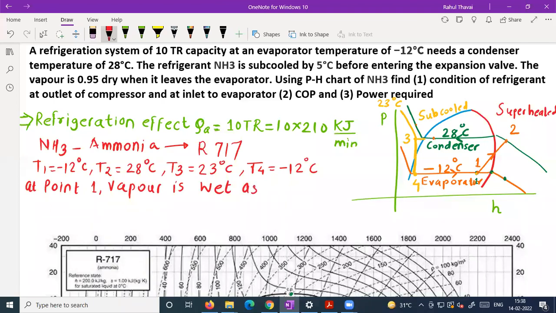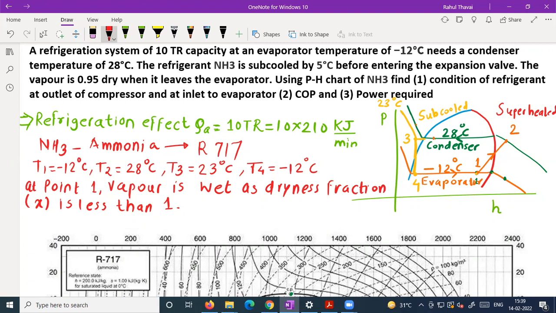Why is the vapor wet? Because the dryness fraction, indicated by X, is less than 1. When the dryness fraction is less than 1, obviously it is a wet stream. On the red part of the dome, we will get dryness fraction X equal to 1. On the blue part of the dome, we will get dryness fraction X equal to 0.